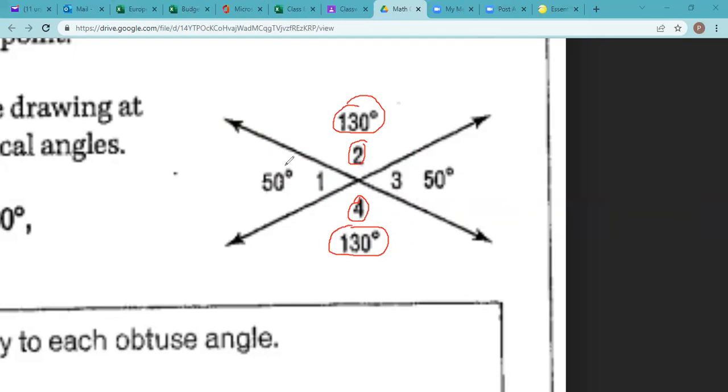Now, if you were to take 130 plus 130 plus 50 and 50, it's all going to add up to 360. So that is a way you can also check your answer just to make sure that you're correct.